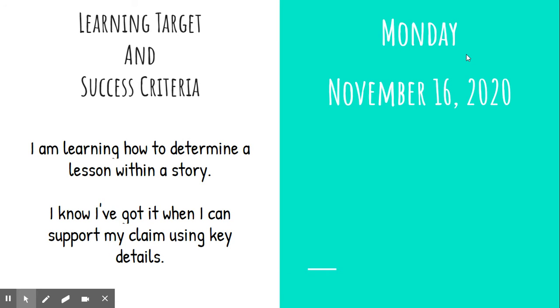Okay, remember, before we can do any lesson, we always have to go over our learning target and success criteria. So today I am learning to determine a lesson within a story. I know I've got it when I can support my claim using key details. So we're going to be finding lessons within a story and then supporting our claim with key details.